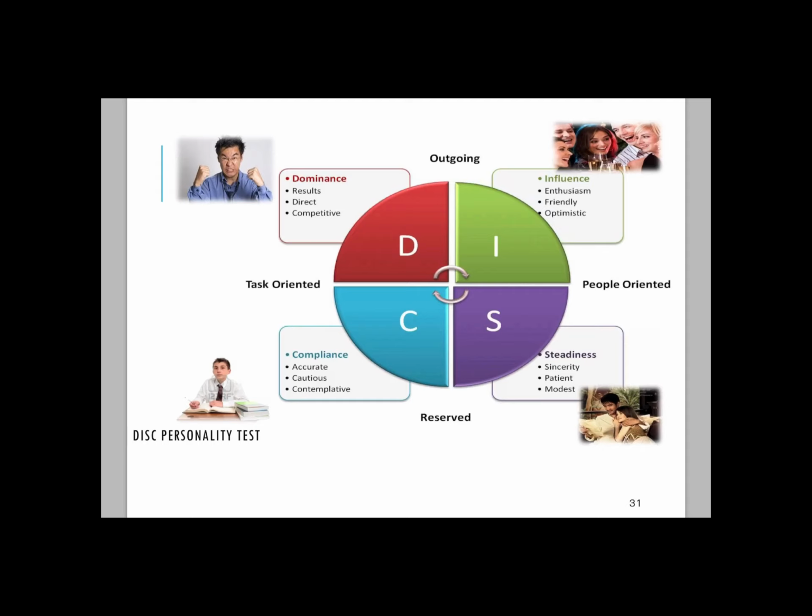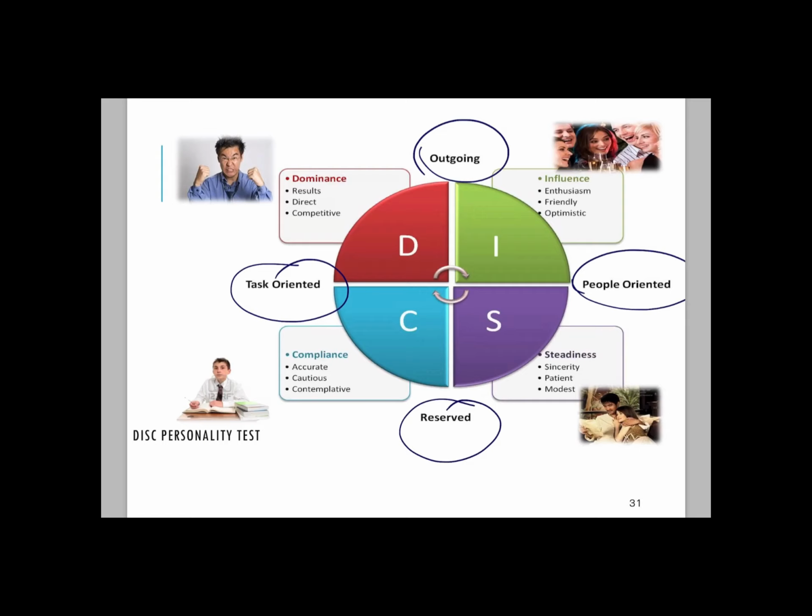Okay, each personality we can explain by the Y and X axis. The Y axis we separate into upper and lower. The upper is outgoing, the lower is reserved. On the right hand side is task oriented, and the left hand side is people oriented. So from the four perspectives, we can separate personality into four types.